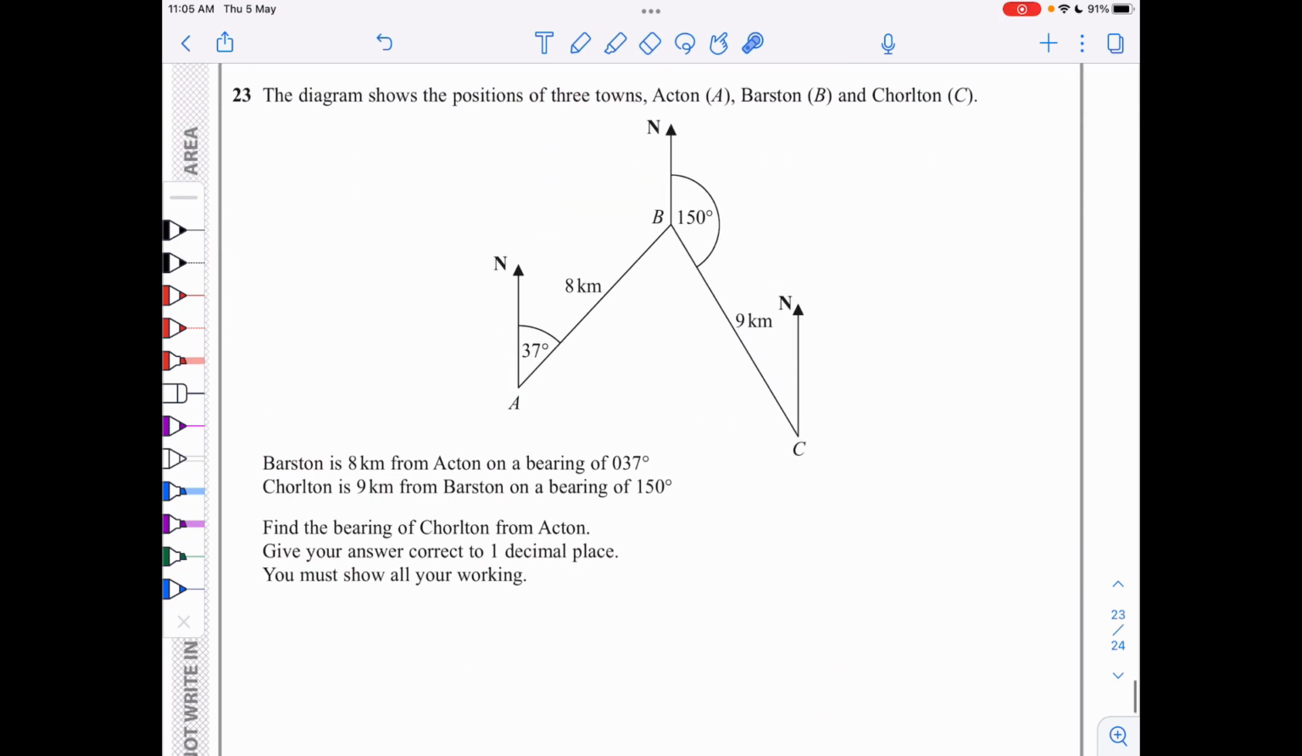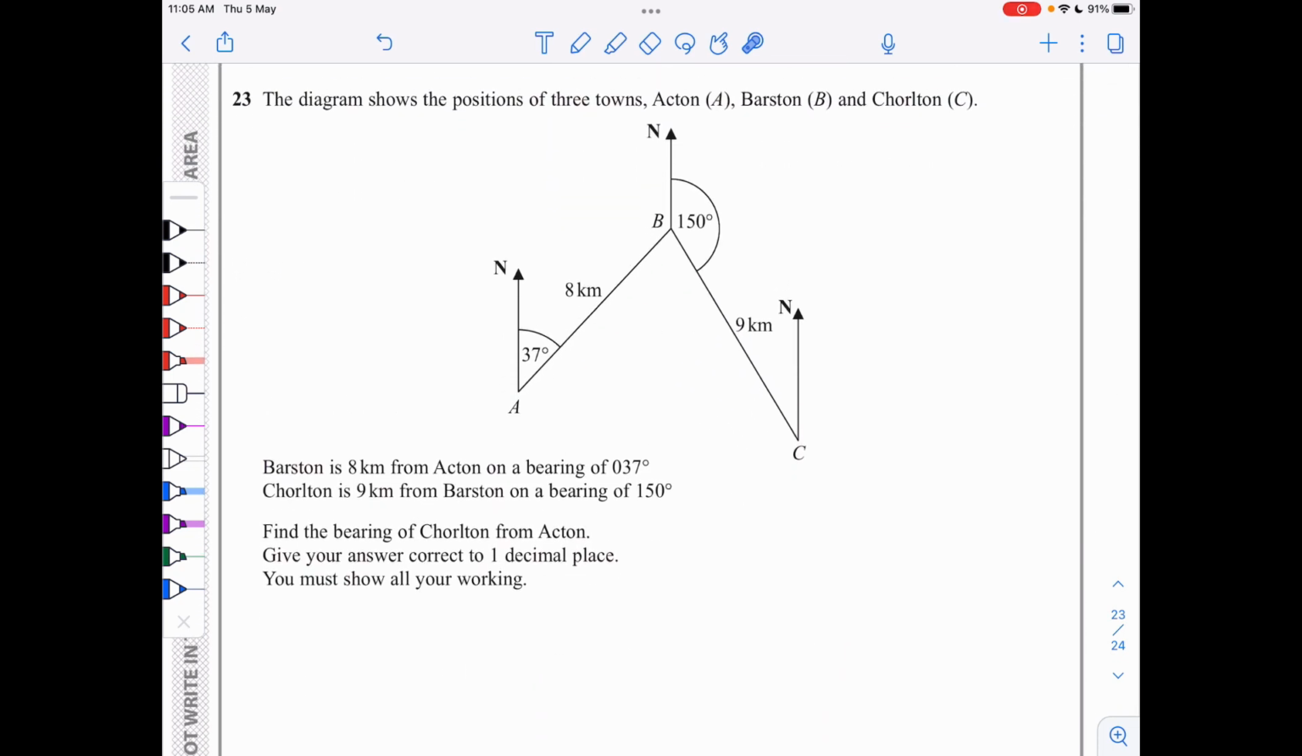And final question 23, we've got 3 towns A, B, and C. We've got different lengths, distances between the towns and some angles here. I need to find the bearing of C from A. I'm standing at A. I look at the north. I turn clockwise until I look at C. So I'm trying to find this angle here. That's the angle I'm trying to find.